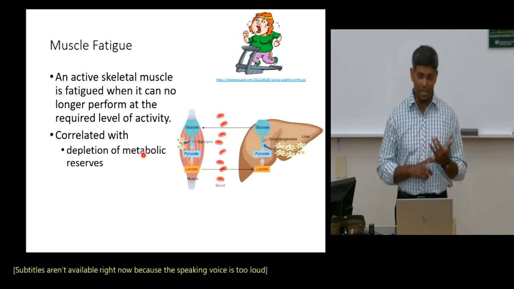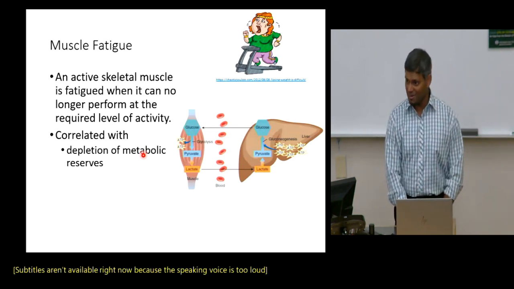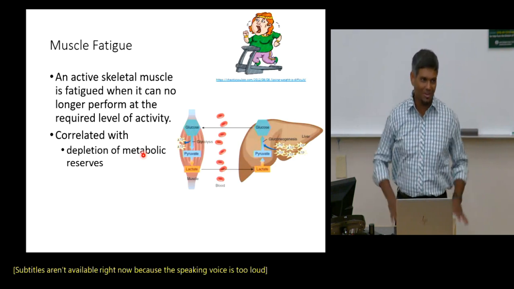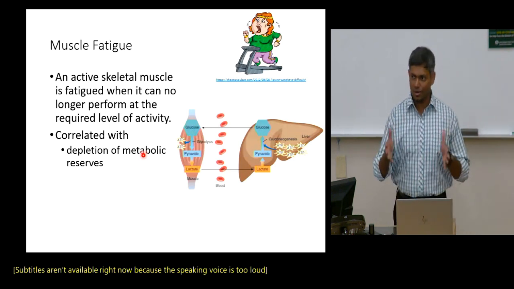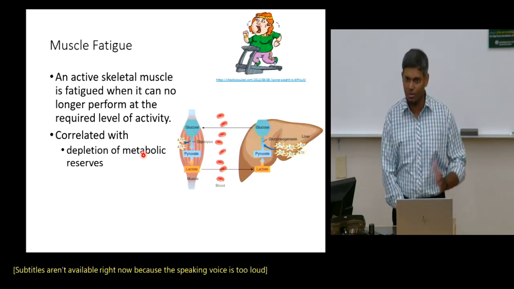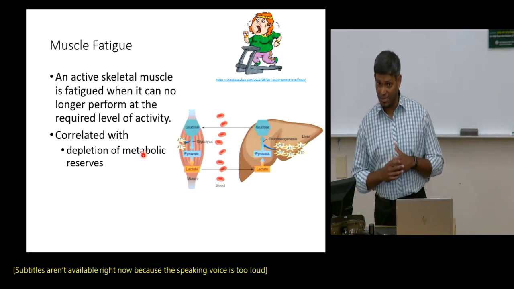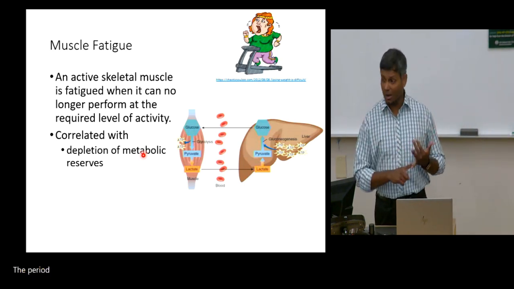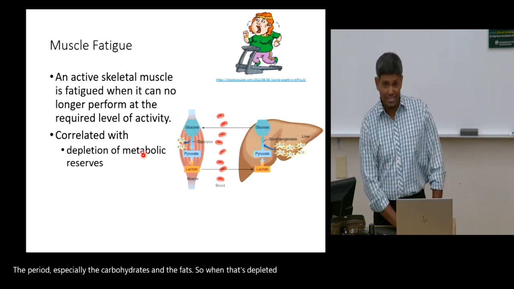For example, it could be running a marathon, maybe if you're not as capable, maybe running a half marathon, or maybe even 5 or 6 miles, right? And when you're engaging in an aerobic activity, it's not going to happen at a very high intensity, and so fatigue will eventually set in when the reserves are all depleted, especially the carbohydrates and the fats. So when that's depleted, that's when fatigue sets in.